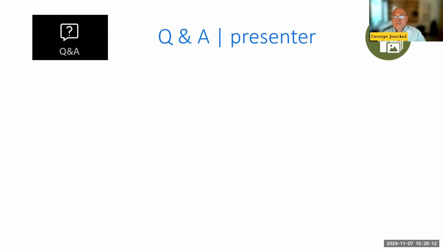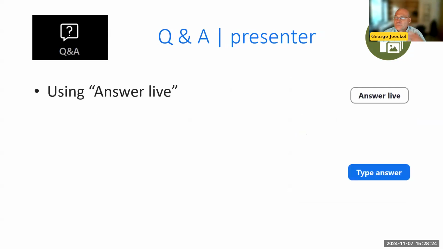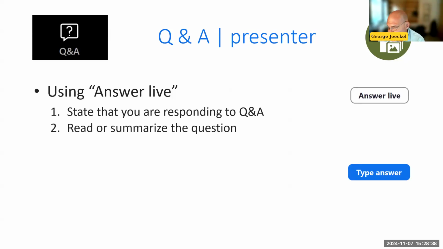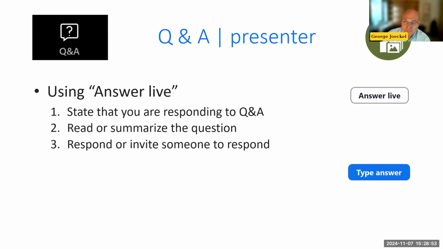Now, from the perspective of the presenter with the question and answer tool, you have two choices. You can either answer a question live or you can type in an answer. Answering live or verbally, you want to state that you're responding to the question and answer tool and then read or summarize the question. And in terms of questions and chat, should you say the person's name? Again, that's dependent on context. If it's appropriate to share that name, you could do that. And then you'll respond or invite somebody to respond.